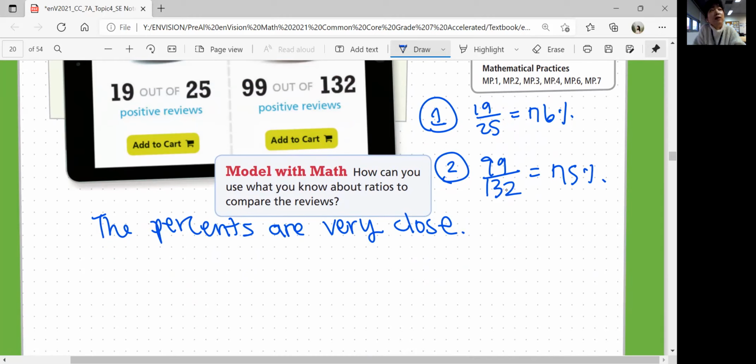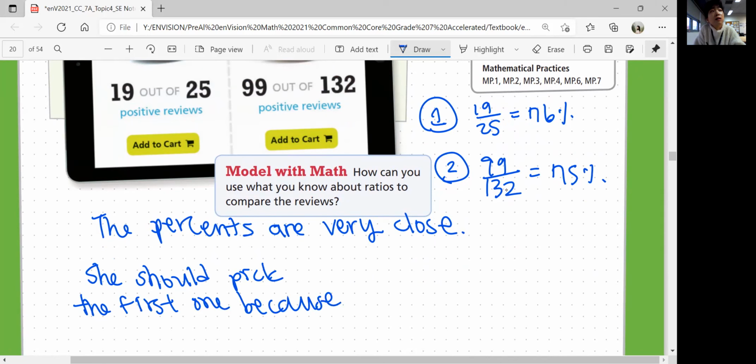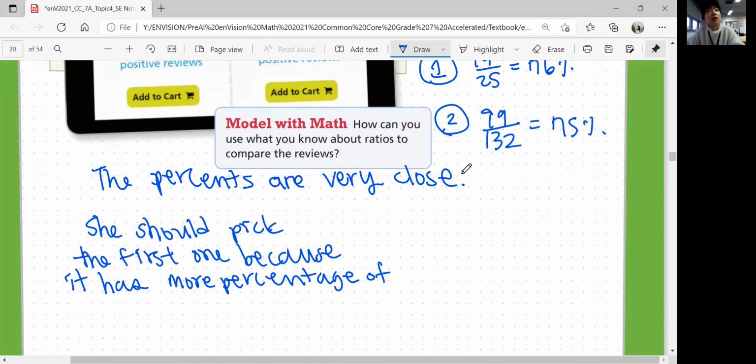So one way you can say, she should pick the first one because it has more percentage of positive reviews by 1%, which is not that many.